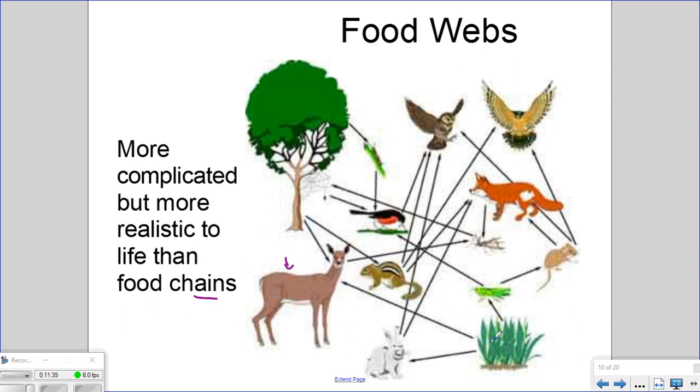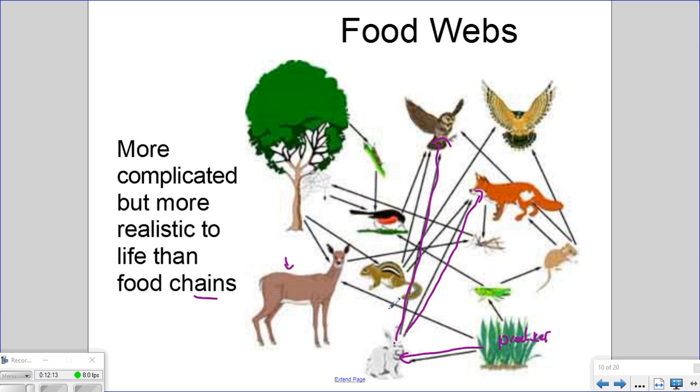So within a food web, you should be able to identify an individual food chain. So you always start with the producer, and then just kind of follow the arrows. So here we have one, and then that rabbit gets consumed by the owl. So this would be one food chain. Another food chain, we would have the grass, we would have the rabbit, and then we would have the fox.